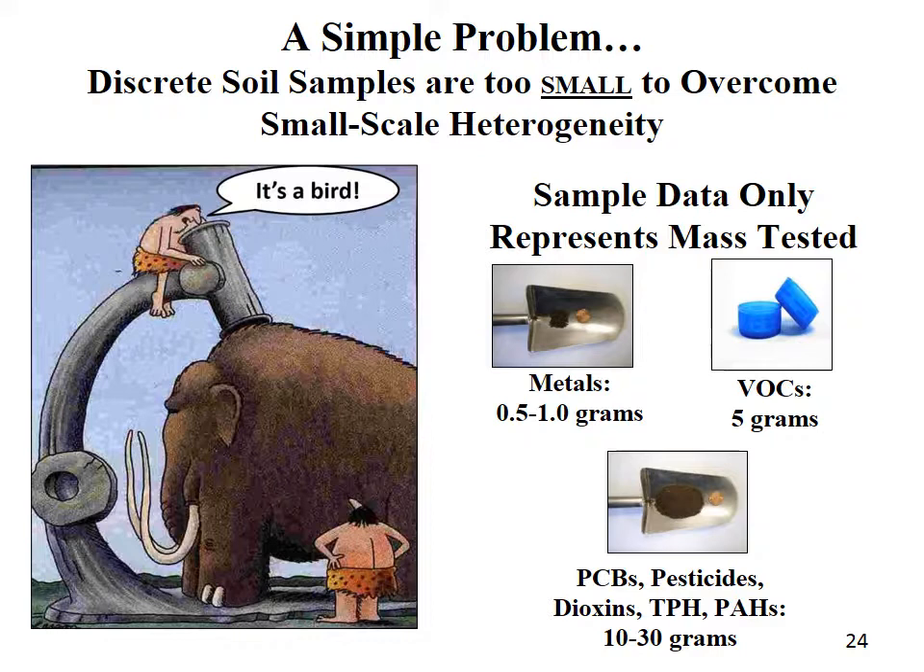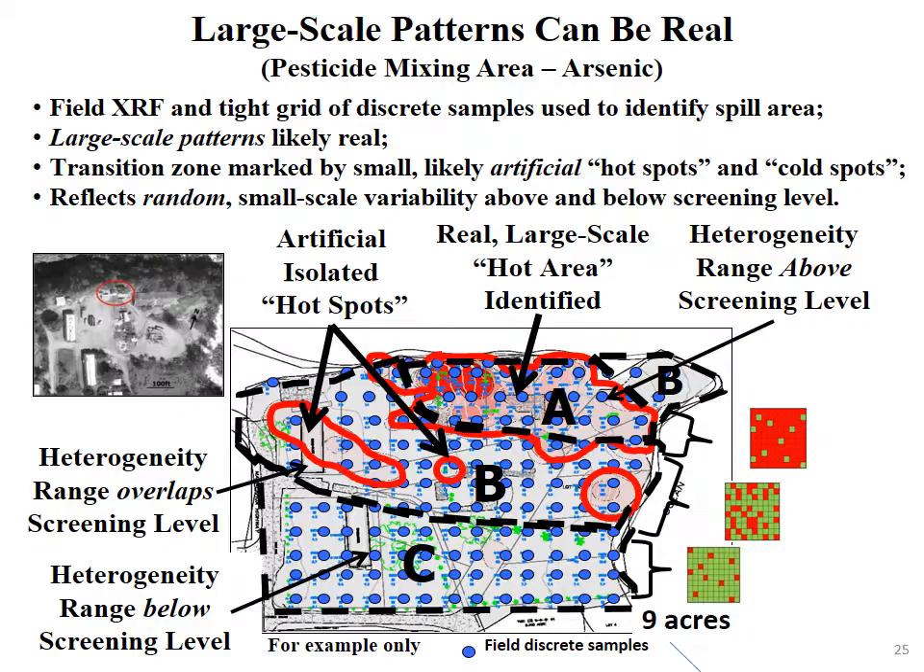The whole point with the systematic planning and DU characterization and such is to step back and take a bigger view instead of trying to focus in on single grams or pinches or spoonfuls of dirt and think about what you're doing in the first place. Again, large-scale patterns can be real, and as you see in our guidance, we do use tight grids of discrete samples sometimes, especially for metals, to initially screen a site.